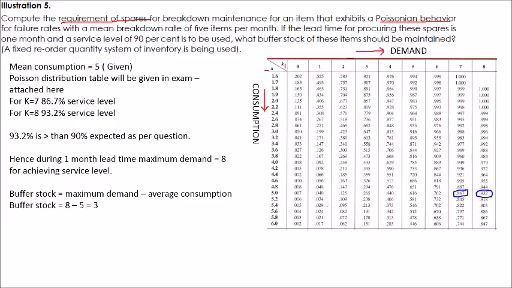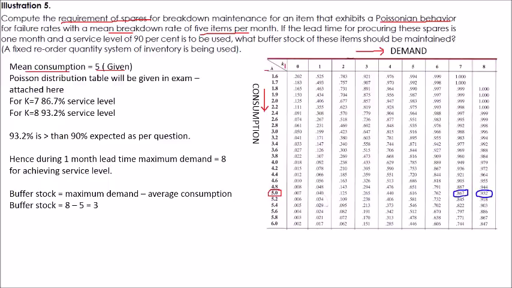Exhibits a Poisson behavior for failure rates with a mean breakdown rate of 5 times per month. So the breakdown is going to be 5 times in a month, and that is the mean breakdown. Which means the average consumption of spares every month is going to be 5 numbers. So I take the mean consumption as 5 numbers. So I am just locating 5 in my Poisson table, and my 5 is here.